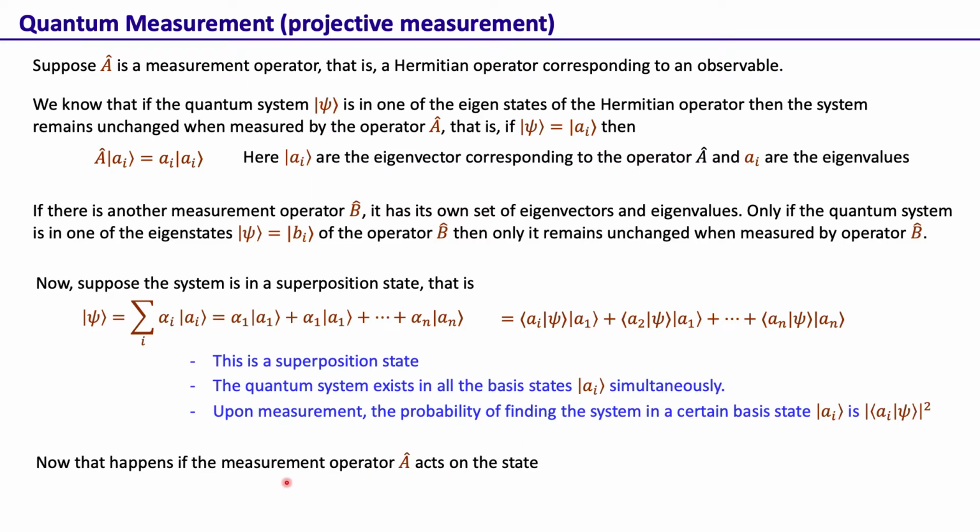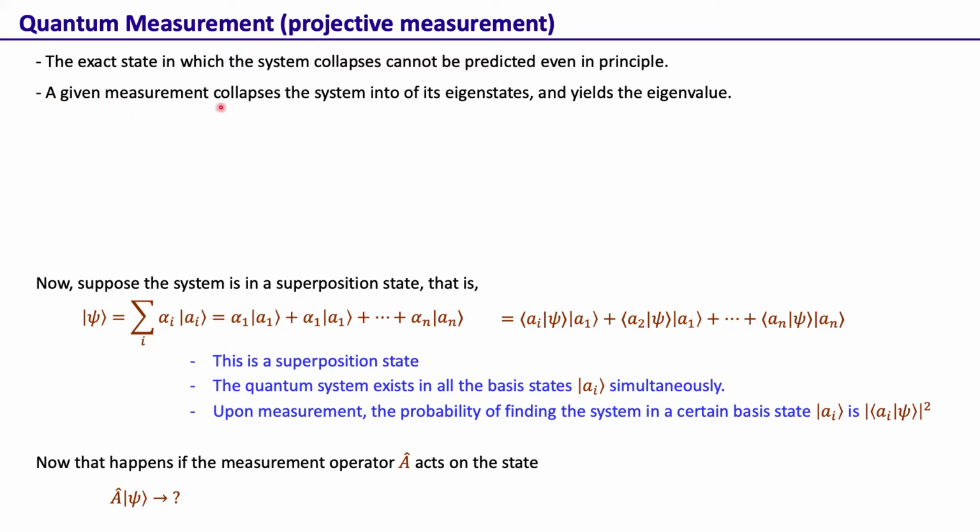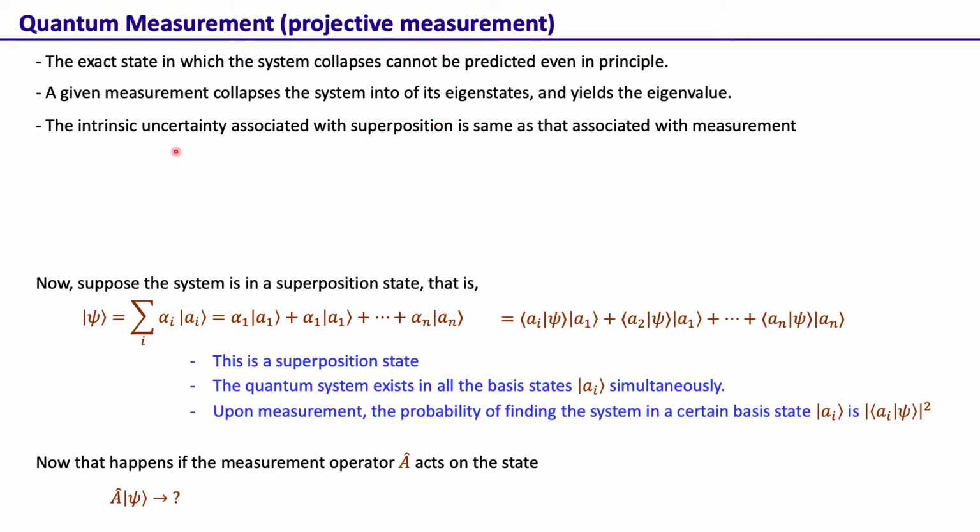Now, what happens if the measurement operator A acts on this state, which is not an eigenket but a superposition state? Okay, so that's the state and that's the measurement operator. Now the exact state, of course we know the system will collapse, but the exact state in which the system collapses upon this measurement cannot be predicted even in principle. Of course, a given measurement collapses the system into one of its eigenstates and yields the eigenvalue. And the intrinsic uncertainty associated with superposition is the same as that associated with the measurement.